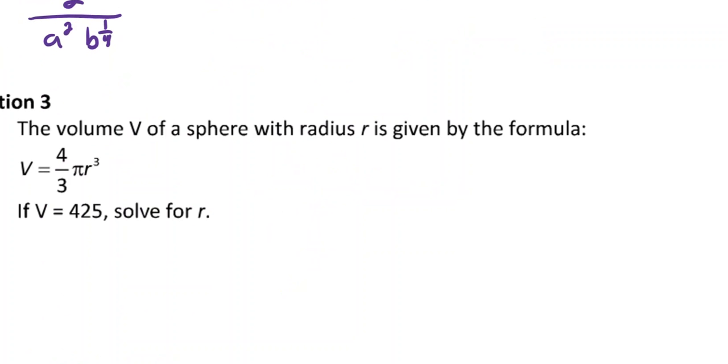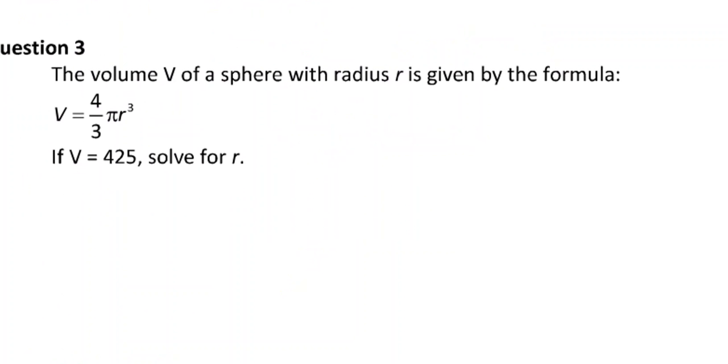Let's do this one quick. This one won't take very long. So it says the volume v of a sphere with a radius r is given by the formula v is equal to 4/3 pi r cubed. And then it tells you what v is, and we're supposed to solve for r. Okay, this one doesn't really fit with the other questions as much. It's more just straight up algebra.